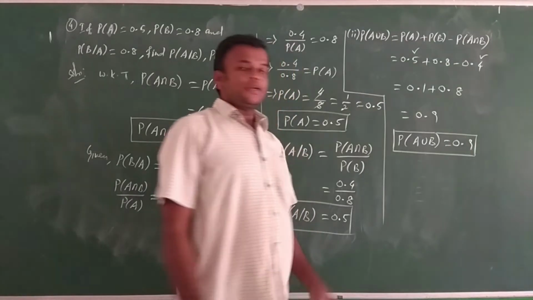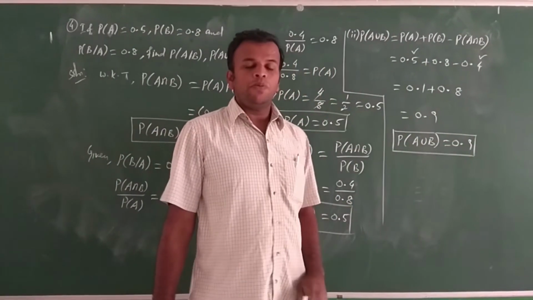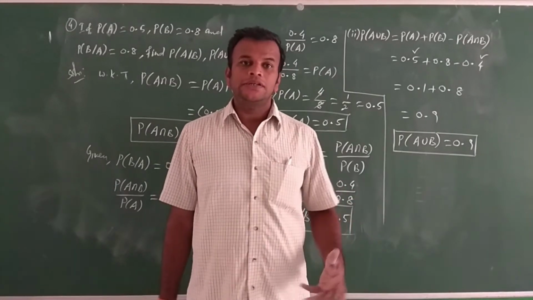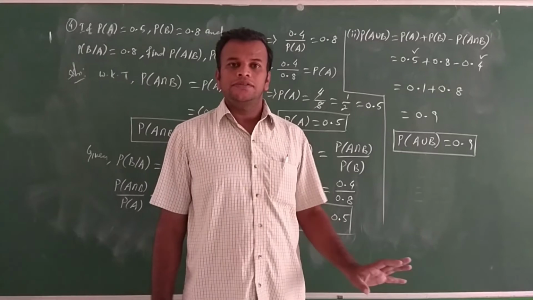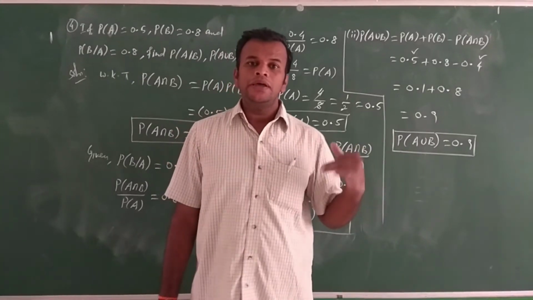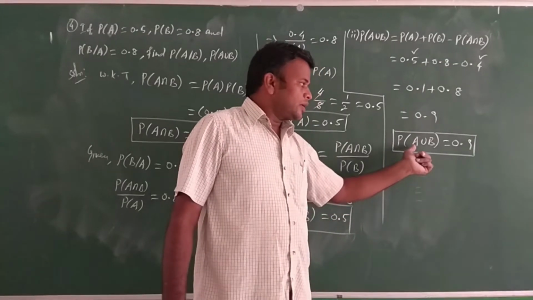All values are given in decimal, so our required answer is also put in decimal. 0.9 is nothing but 9 by 10. So both are possible, there is a 90% chance, 9 by 10 or 90 by 100. That means there is a 90% chance that either A or B occurs.